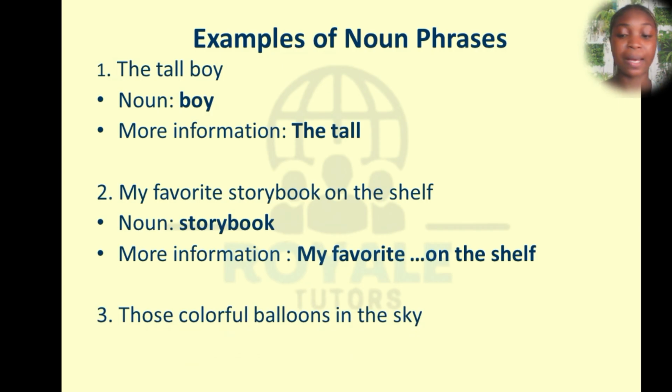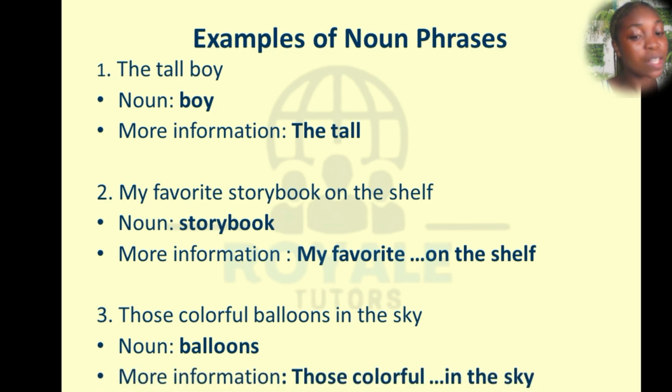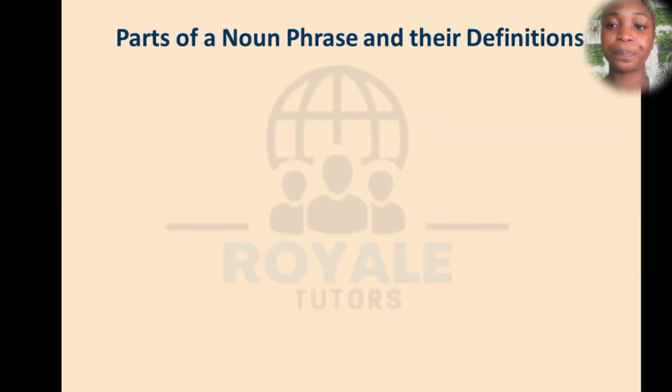So the third example, those colorful balloons in the sky. Let's see what the noun is. I think you can guess it correctly now. If you had balloon in mind, yes, you're right. So the noun is balloons, and then for the more information, those colorful in the sky. And this makes those colorful balloons in the sky a noun phrase. All right, let's go on.